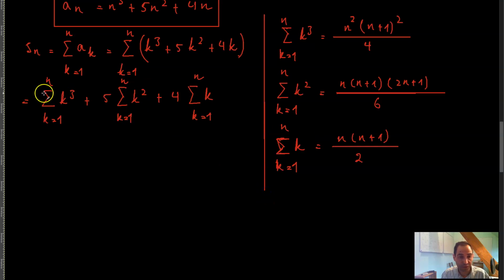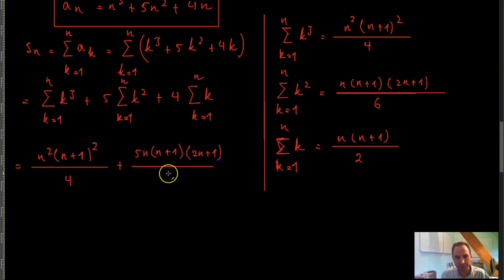Put these together in this form, and you will get sigma a of k is equal to n squared times n plus 1 whole squared divided by 4. 5 times sigma k squared, so that's 5 times this, 5n times n plus 1 times 2n plus 1 divided by 6, and you have to add 4 times that, so that would be 4 divided by 2 is equal to 2, so that's plus 2 times n times n plus 1.